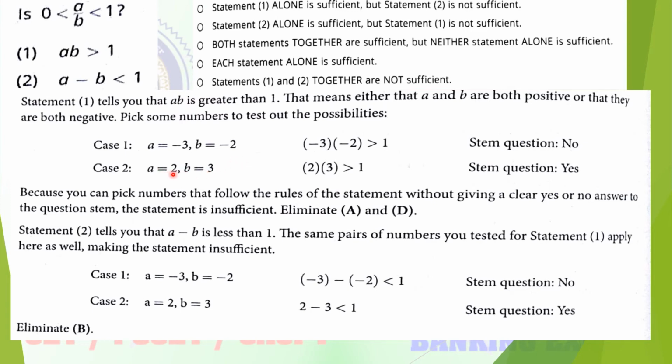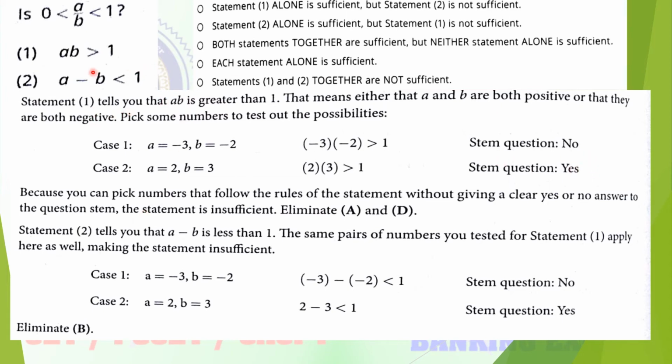In the second case, you can choose all positive numbers, or both negative numbers, or one positive and one negative. In this case also, take positive numbers, A is equal to 2, B is equal to 3, any value you can choose. 3 2s are 6, so here I choose A as 2 and B as 3, so 2 by 3 is 0.66 something, that is in between 0 to 1. So your answer is yes. But you are getting two different answers. First you are getting no, second you are getting yes. So from the first statement alone you can't find out the answer.